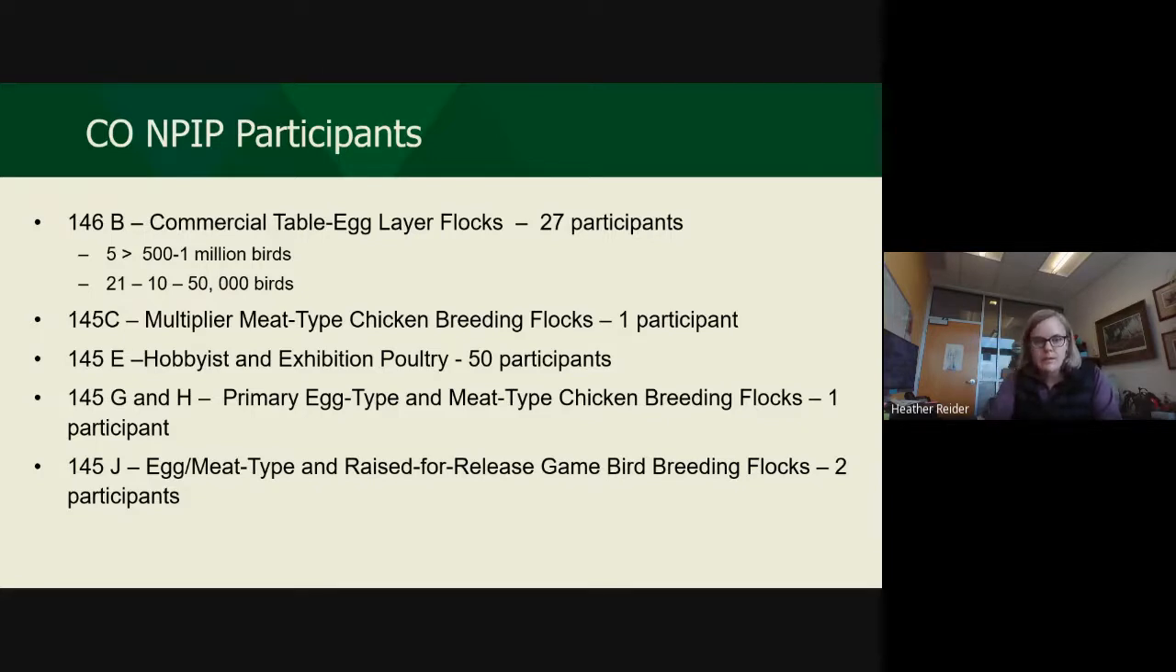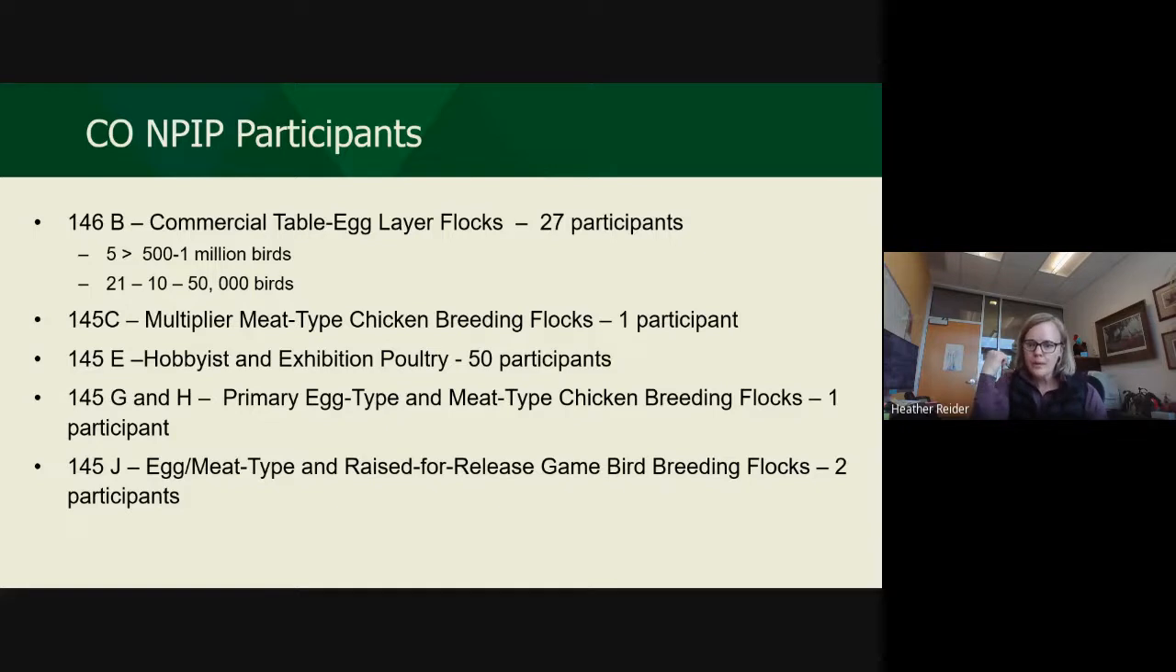We have 1 participant in that area. We have what we call our backyard flocks, and that can really range in size, our 145Es and then our 145Js. Those 2 subparts used to be joined, the game bird and the exhibition hobbyist poultry. Now they've broken it out into 2 separate categories. I believe that change happened 2 years ago.